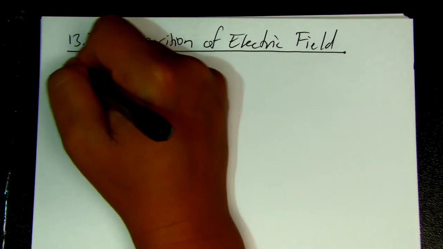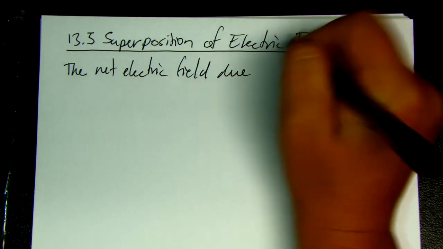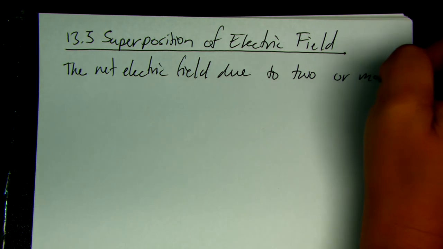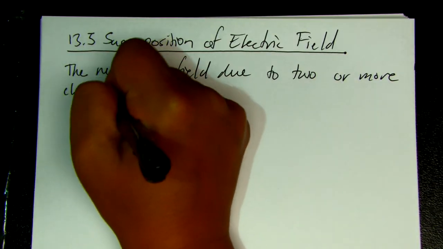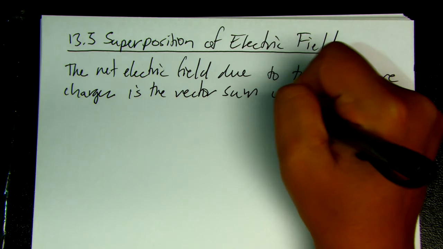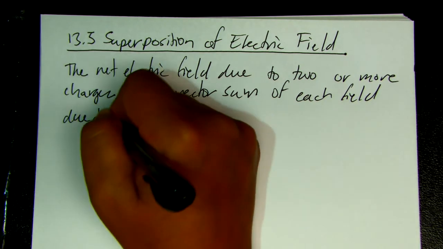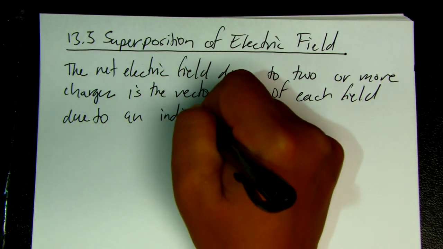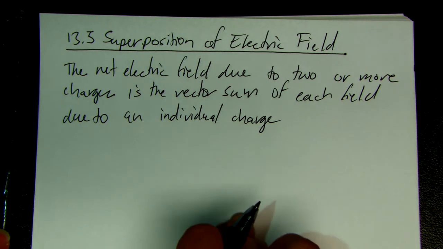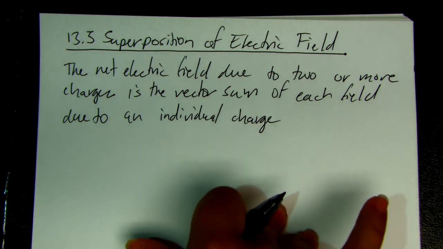So the superposition principle is the net electric field due to two or more charges is the vector sum of each field due to an individual charge. So in other words, if you want to know the total electric field at a particular location, you need to find all of the charged objects in that region, calculate all of their individual fields, and then add them together.